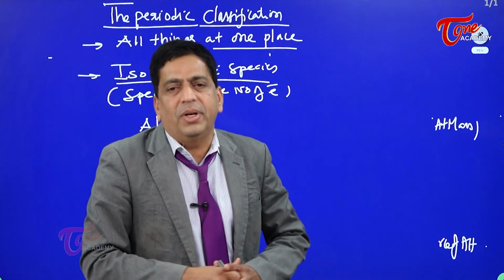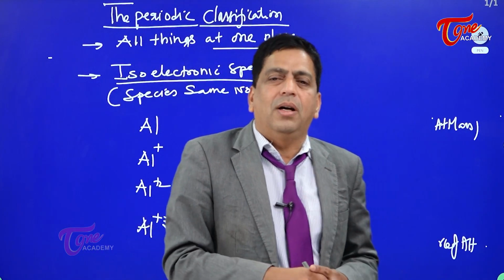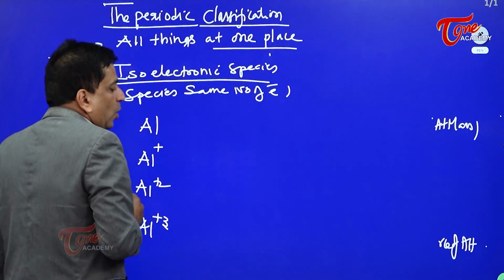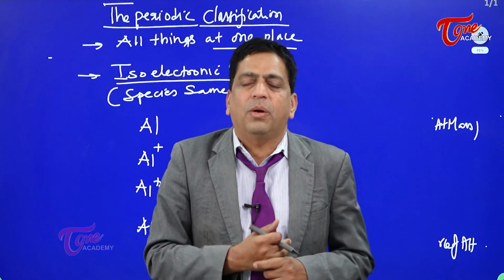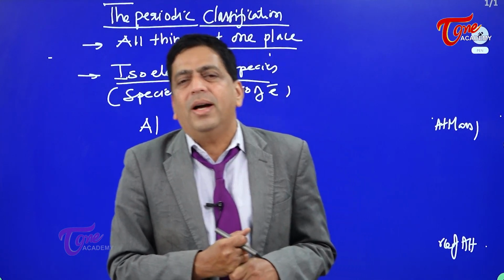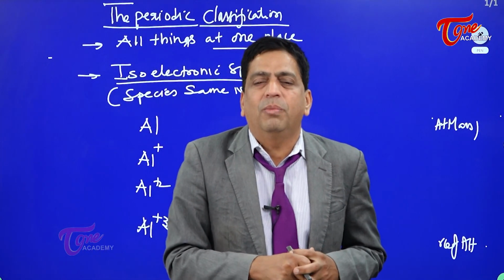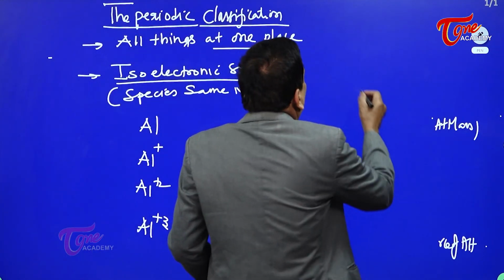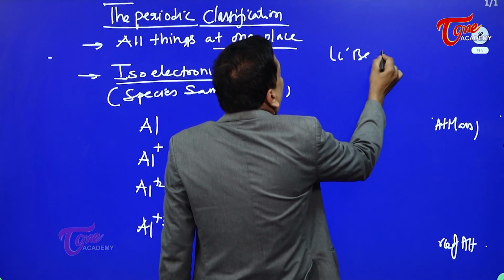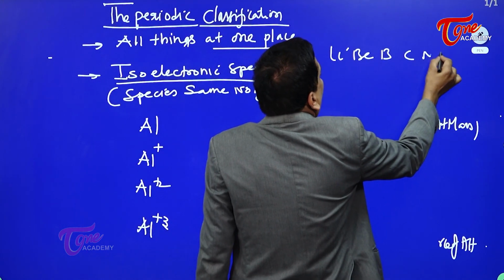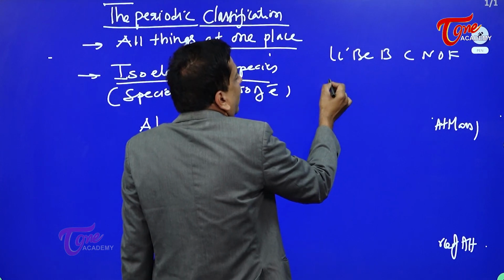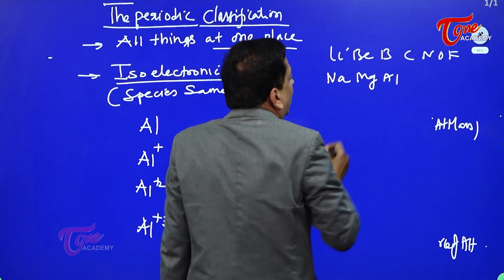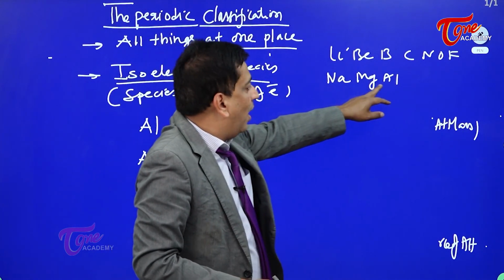So if you look into aluminium, what is the aluminium atomic number? Right? Where is aluminium placed? In the third group. That is below what? This is the second group: lithium, beryllium, boron, carbon, nitrogen, oxygen, and fluorine. And then you have sodium, then magnesium, then aluminium. So it is 11, 12, and 13, right?